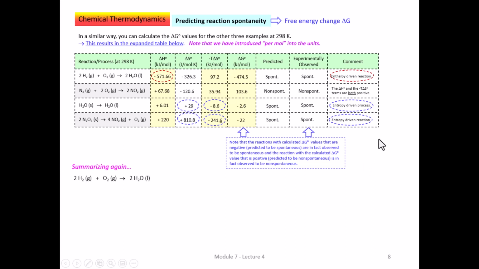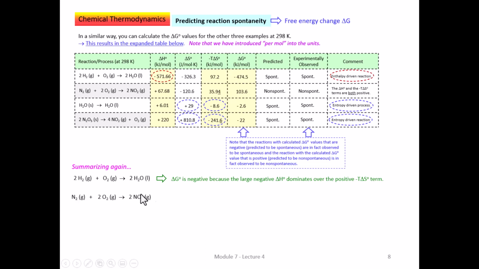So let's summarize these 3 reactions in one process again. Hydrogen and oxygen reacting to form water. Delta G is negative because the large negative delta H dominates over the positive minus T delta S term.